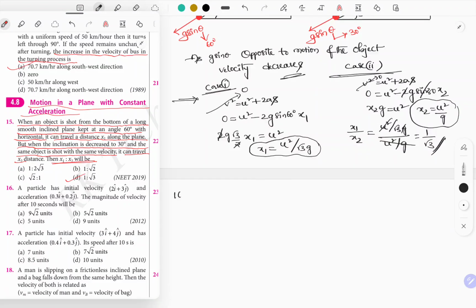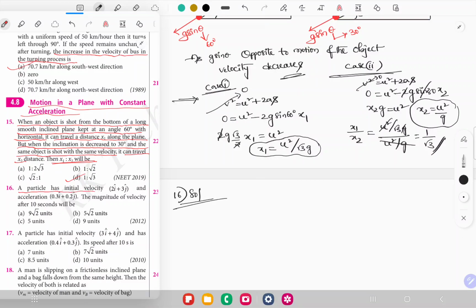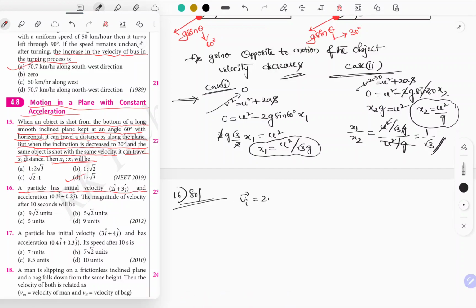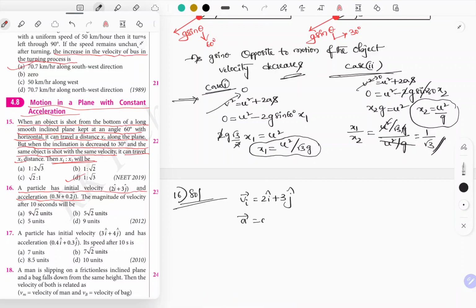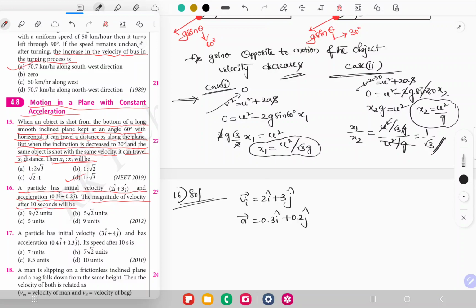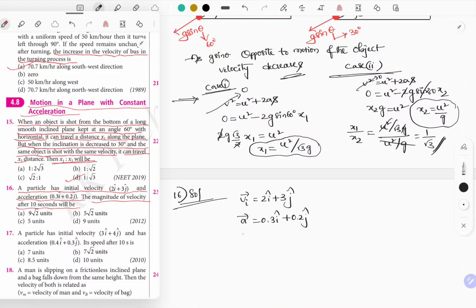Next, question number 16. In question number 16, observe what they have given. A particle has initial velocity 2i cap plus 3j cap. Okay, initial velocity is equal to 2i cap plus 3j cap. Next, acceleration is 0.3 i cap plus 0.2 j cap. Acceleration is equal to 0.3 i cap plus 0.2 j cap. Magnitude of velocity after 10 seconds will be. They are asking the magnitude of velocity after 10 seconds. So final velocity they are asking.